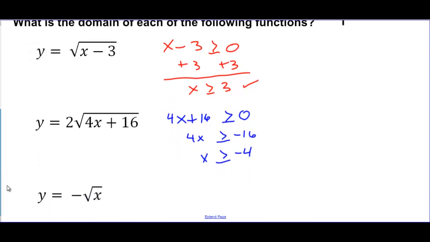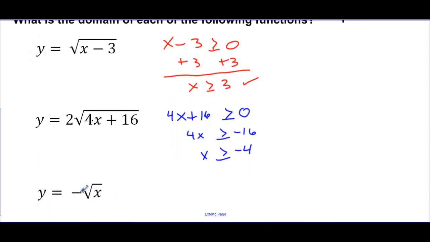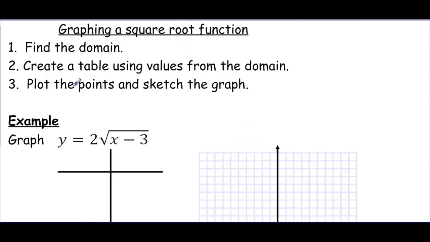Okay. Here's our last one. Y is equal to the negative square root of x. Right. So for this one, I'd say, well, underneath the radical is just x, so x has to be greater than or equal to 0. That's finished. I don't have to solve that one anymore. Right, so that I can start my list for this particular one at 0. Okay, so let's use that idea and actually graph a function.